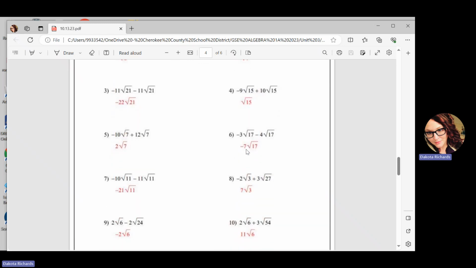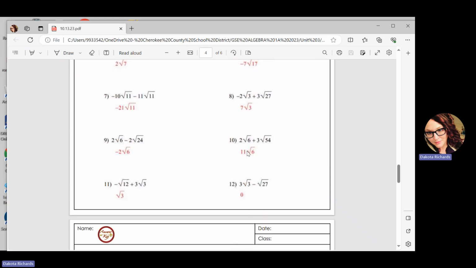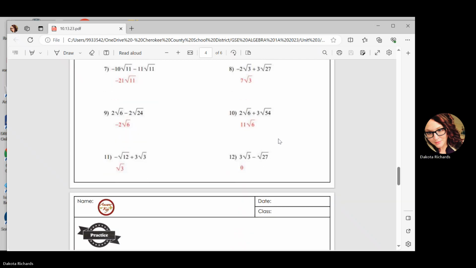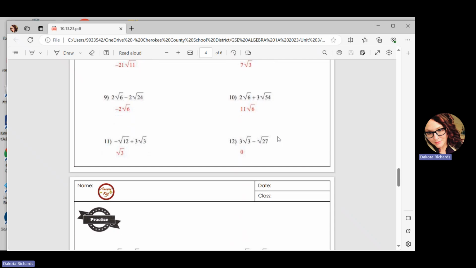Number 5, you should have gotten 2 square root 7. Number 6, you should have gotten negative 7 square root 17. Number 7, negative 21 square root 11. Number 8, 7 square root 3. Number 9, negative 2 square root 6. Number 10, 11 square root 6. Number 11, square root 3, or again, you could have put 1 square root 3. Number 12, you should have gotten 0.